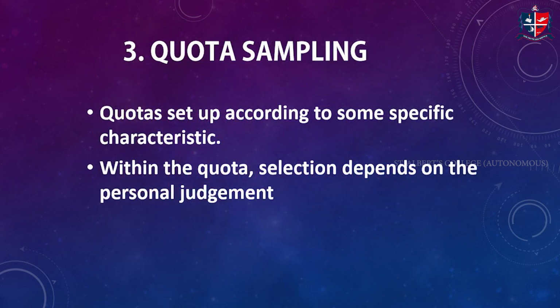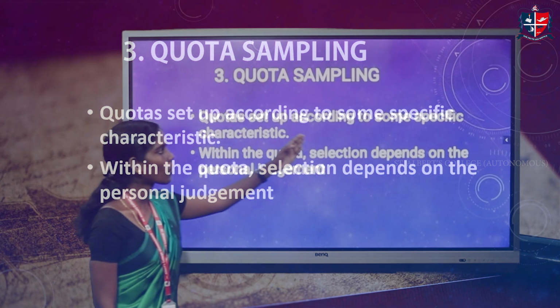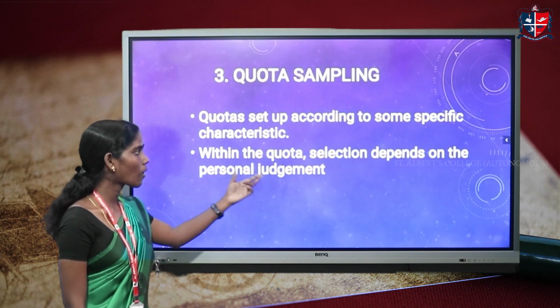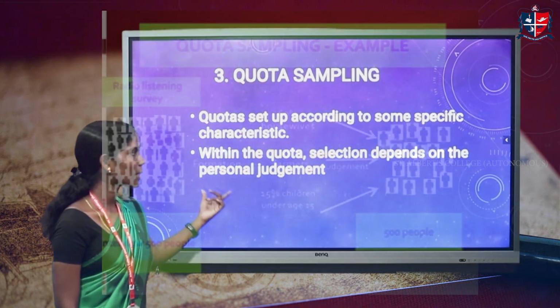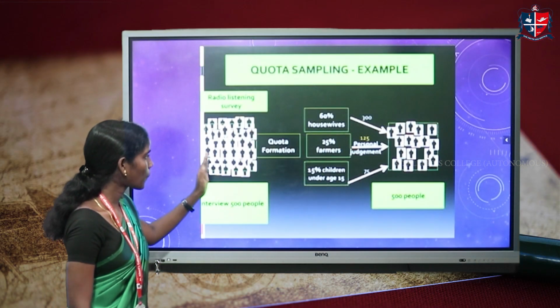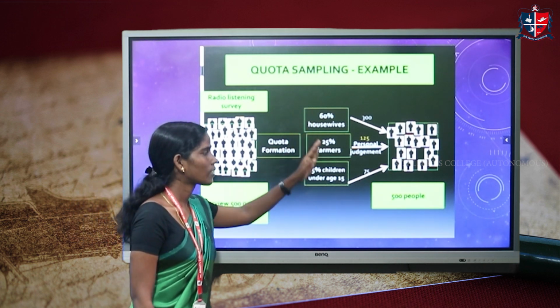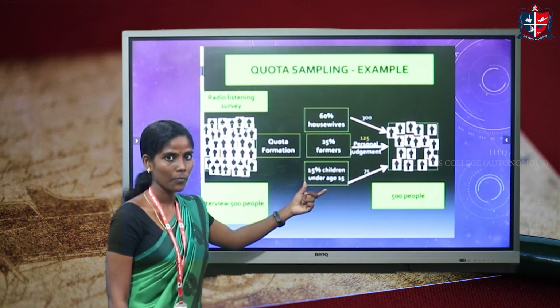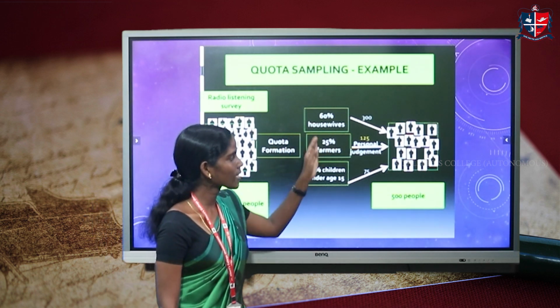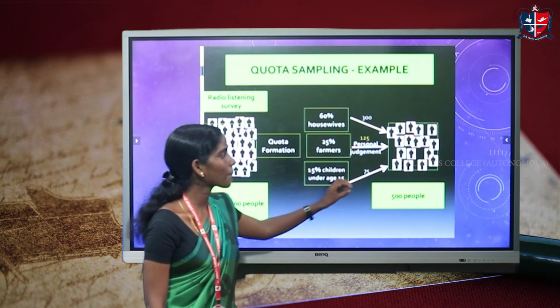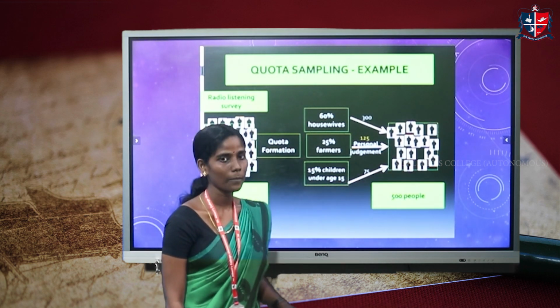Next one, quota sampling. Quota is set up according to some specific characteristics here. Within the quota, selection depends upon personal judgment. Here, a population is given. And here, the population is divided into subgroups. These subgroups are called quota. And from each subgroup, he personally or purposefully selects some units as his sample.